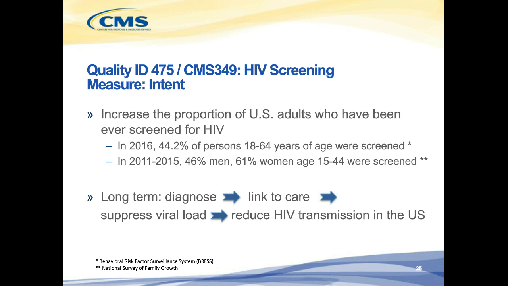Rates of screening have increased a little more for women than men, but for men, the rates have been stable or even declining. In 2016, using the Behavioral Risk Factor Surveillance System, we found that only about 44% of persons 18 to 64 were ever screened. The National Survey of Family Growth found that 46% of men and 61% of women aged 15 to 44 were screened. So the immediate intent for us is to increase the proportion of people screened.